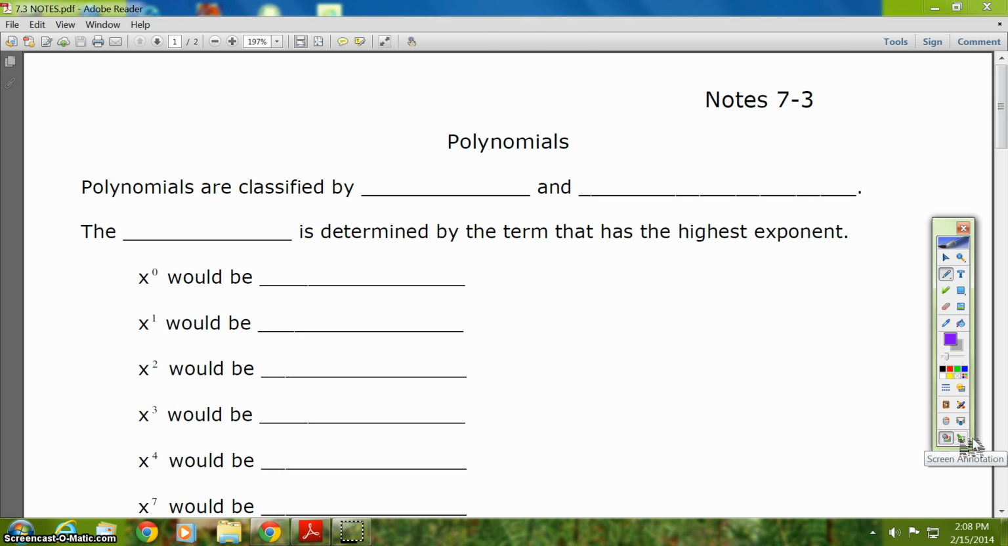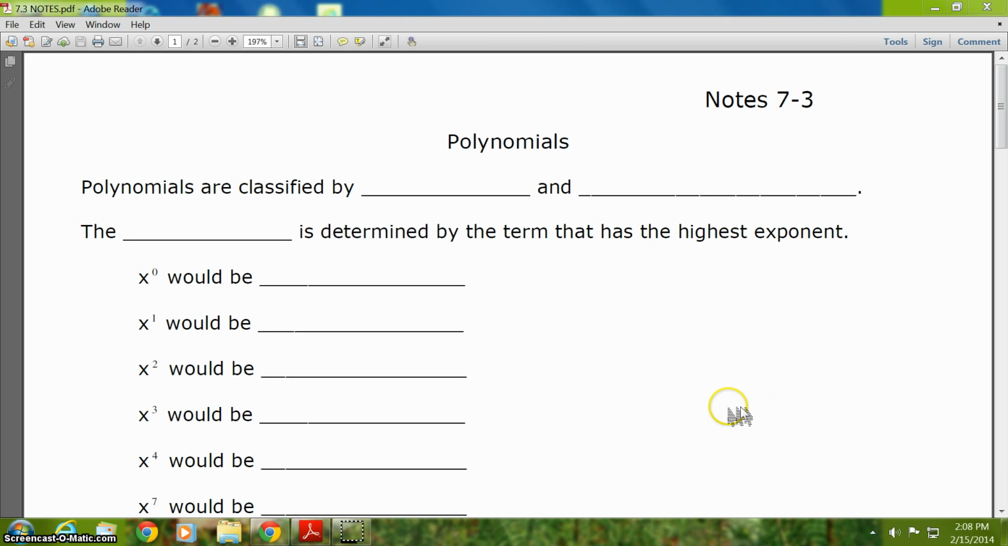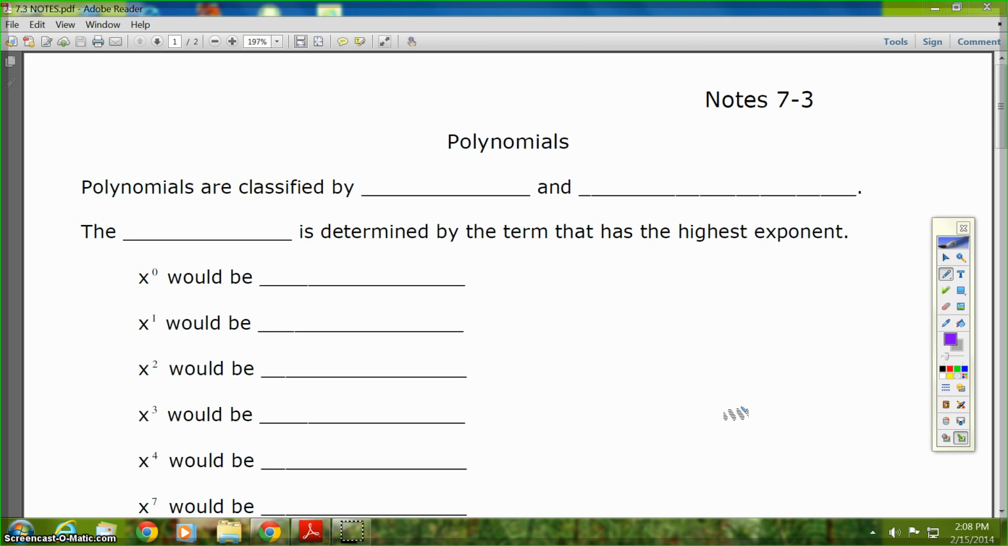Okay, today's 7-3 notes are over polynomials. We're moving on from the exponents, but we are still going to be using them. Polynomials are classified by their degree and their terms. Okay, so the first thing we're going to talk about is the degree. And the degree is determined by the term that has the highest exponent.